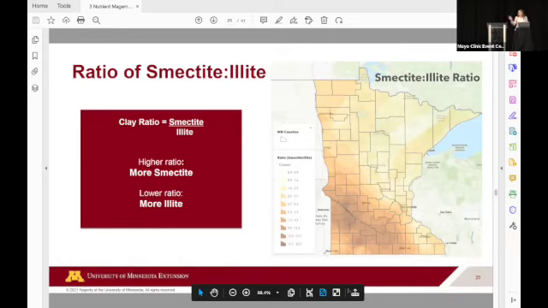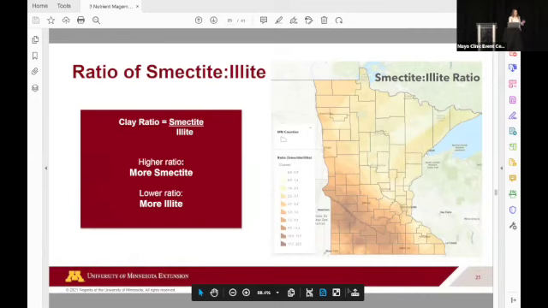I know I haven't talked a lot about the northern part of the state, and that's because we don't have a whole lot of data points, and so I don't want to give the wrong idea. There was pretty heavy smectite up there as far as numbers. I just don't think that we're able to interpolate that well enough yet.